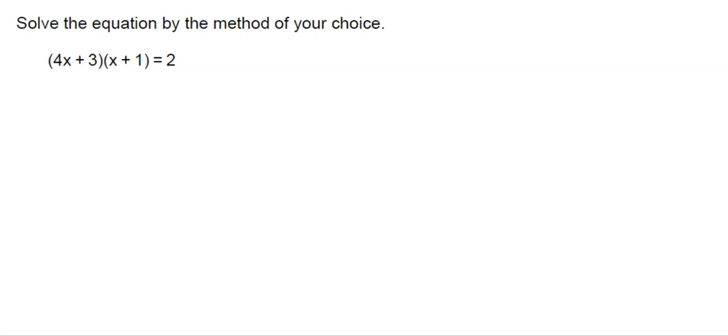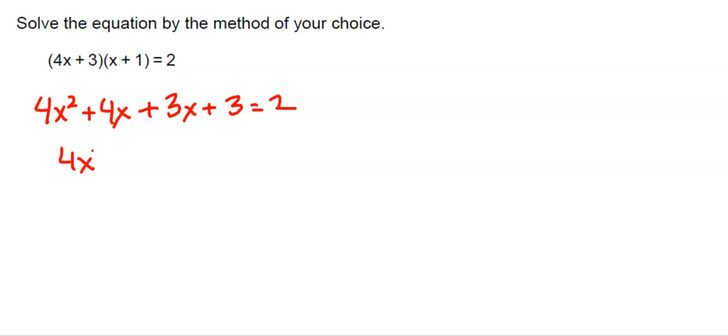So 4x times x is 4x squared. Outers, 4x times 1, that's 4x. Inners, 3x, or 3 times x is 3x. And last times last, 3 times 1 is 3. Equals 2. So let's combine some like terms. 4x squared plus 7x, and let's subtract this 2 from both sides, plus 1 equals 0.